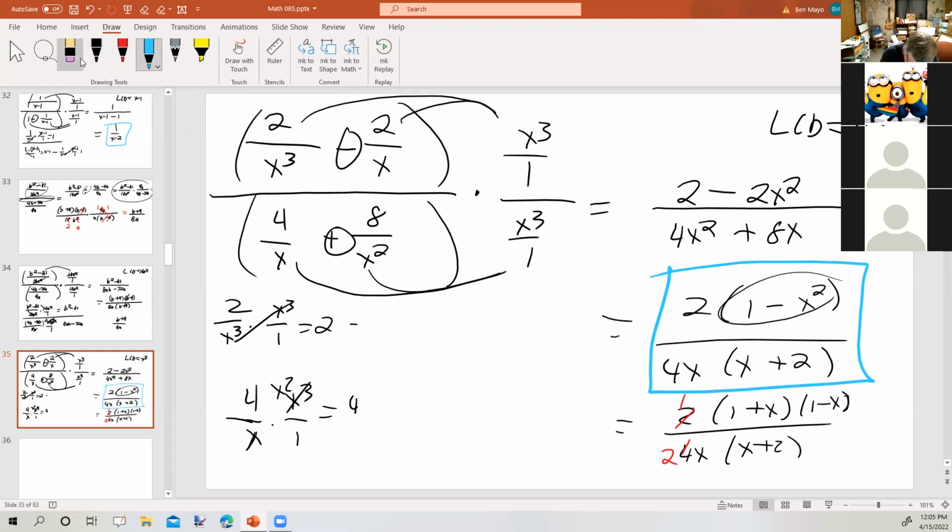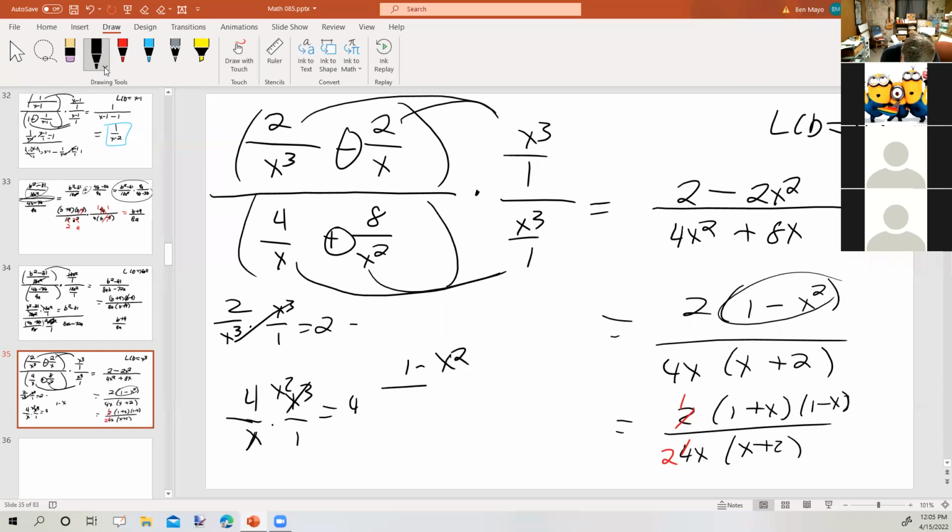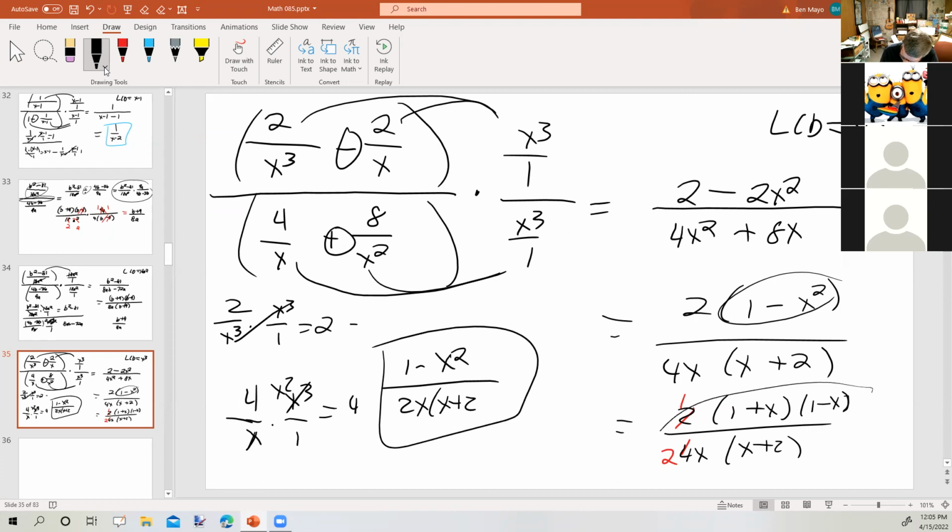Oh no, that's not right, because I did get rid of something. It's going to be what? x times (1 minus x squared) over 2x times (x plus 2). So basically this, and I suppose you could leave it factored. Again, it depends on what you're going to do with it next.